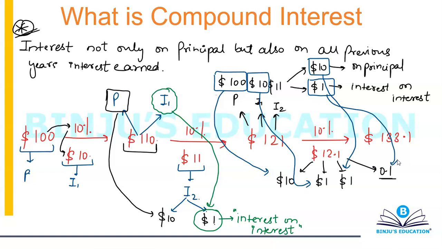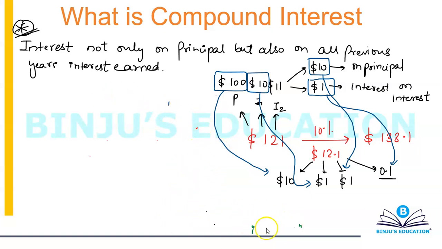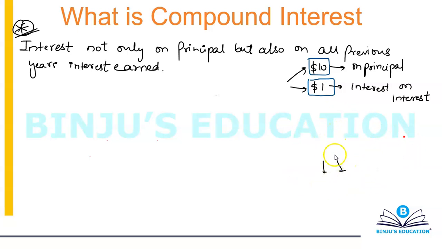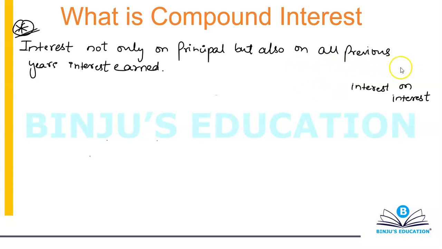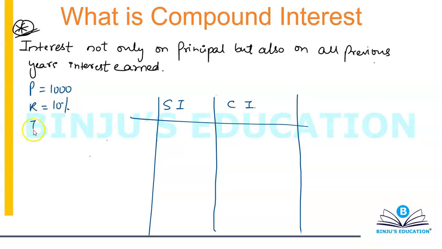Now I'm going to explain this entire thing again. There's a reason for that, in a much more simplified fashion. We're going to take up easier values. Okay. So what we're going to do is we're going to compare simple interest and compound interest. So let's say that the principal amount is $1,000. The rate of interest is 10% per annum. And let's take time period to be 4 years.